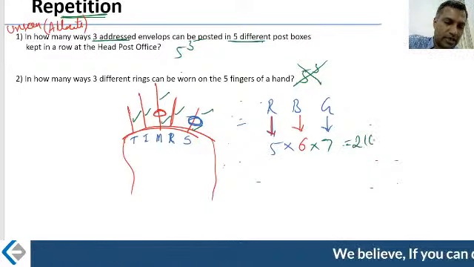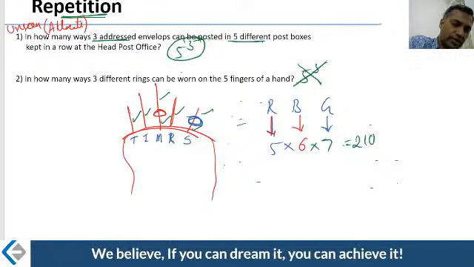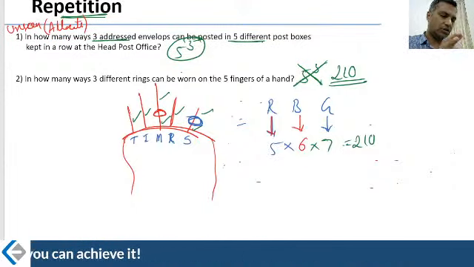Therefore it becomes 210. Here it is not 5 cube. Instead it is going to be 5 into 6 into 7, which becomes 210. Okay, that's about this repetition part.